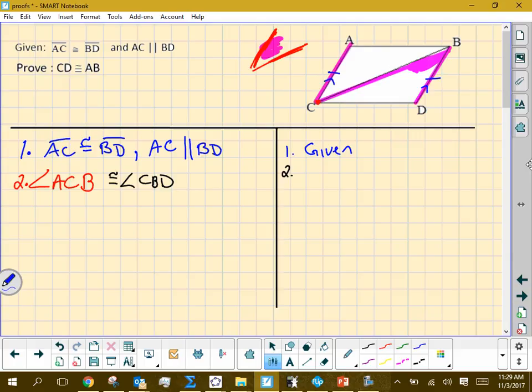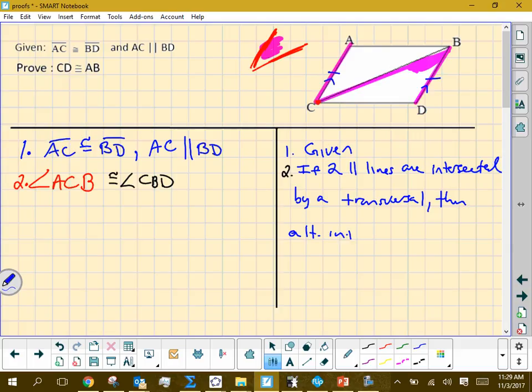All right. Now, our reason for this, I know it's kind of a pain to write, but this is what we want to do. If two parallel lines are intersected by a transversal, then alternate interior angles are congruent. Okay? It's a lot to write, correct?